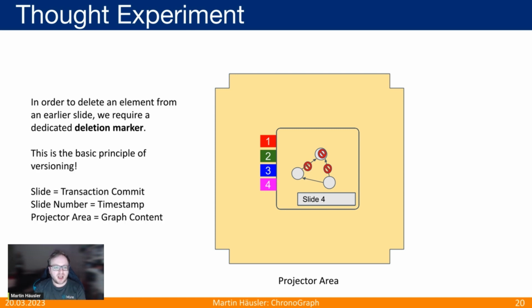considered. And that's the basic principle of versioning. So you have the slides, which are basically transaction commits. You have the slide numbers, and we are not going to use arbitrary numbers.